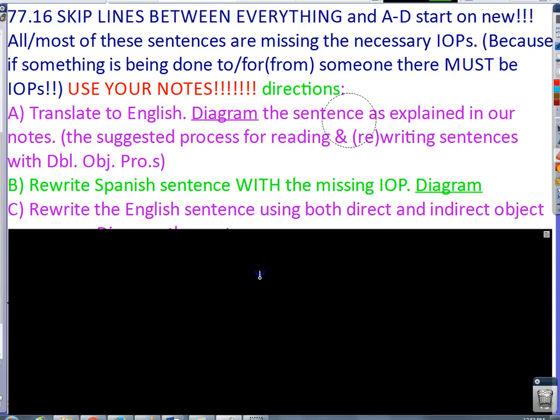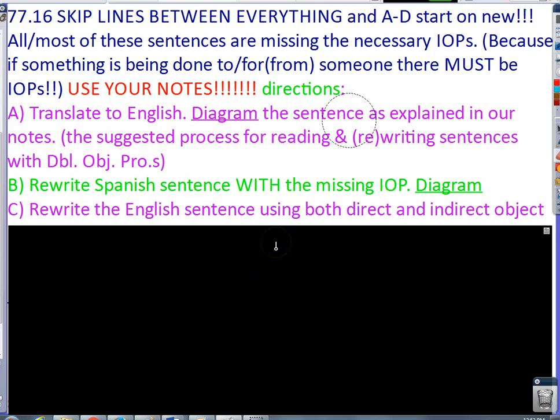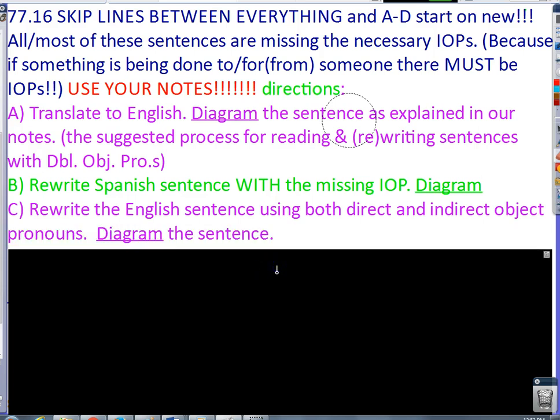says, rewrite the English sentence using both direct and indirect object pronouns. Diagram the sentence. Well, just like in your notes, you have your Spanish direct object pronoun choices, you also have your English direct object pronoun choices. If you were to look them up, you would see that you can find them by asking the question, can the teacher help? So your choices are, can the teacher help me, you, him, her, it, we, you guys, or them? So those are my choices for my direct object.